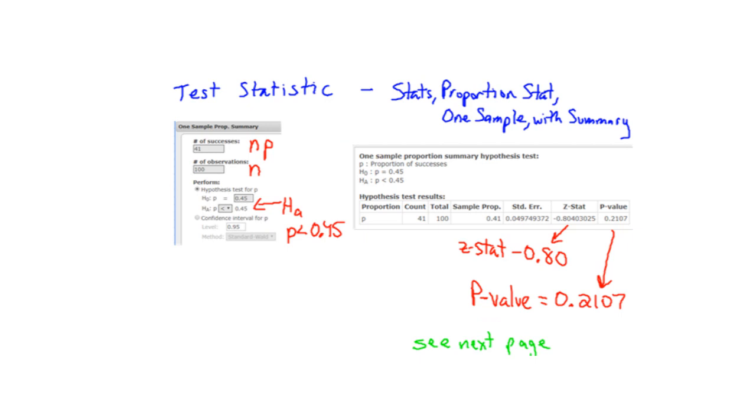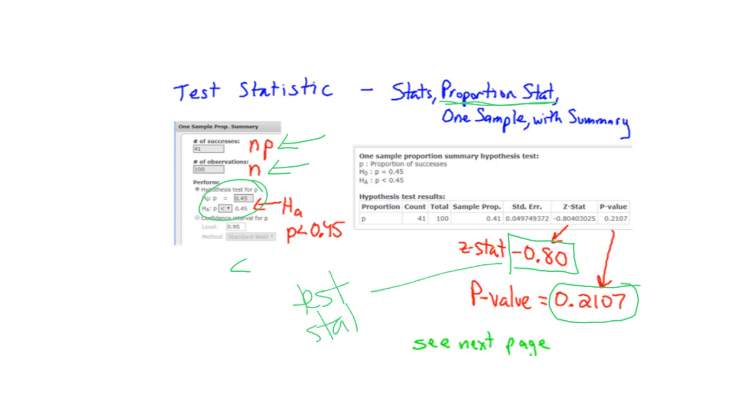All right, now we're going to go into proportion stat, one sample with summary. We're going to put in what we know. We're going to put our number of successes, that was 41, our sample size of 100. We're going to set up our hypothesis test with 0.45 and the alternative being less than, and then we hit compute. We get our p-value of 0.2107, and we get our test statistic here of negative 0.80. So remember, that is our test statistic.